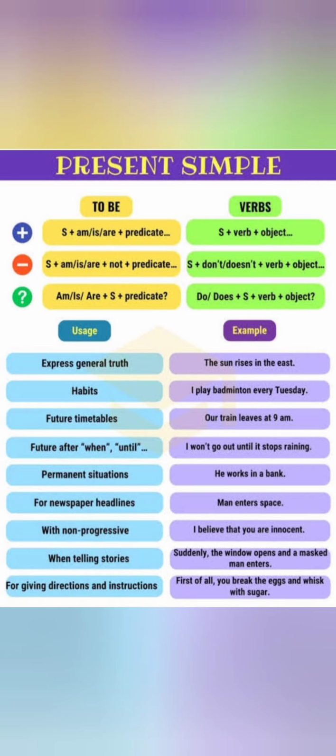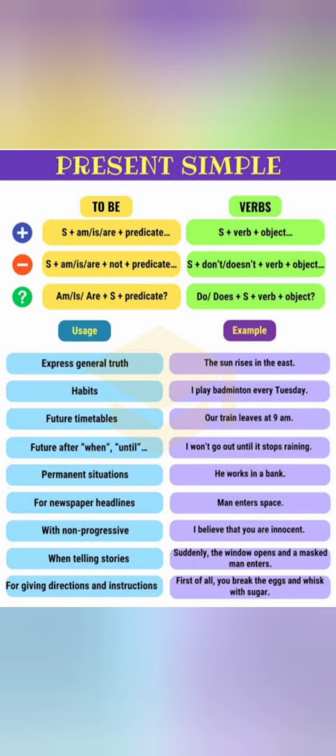Okay, now look at the second usage. We will use simple present tense for habits. For example, I play badminton every Tuesday. So here I is the subject, that is first person singular. So we used the base form of the verb, that is play.